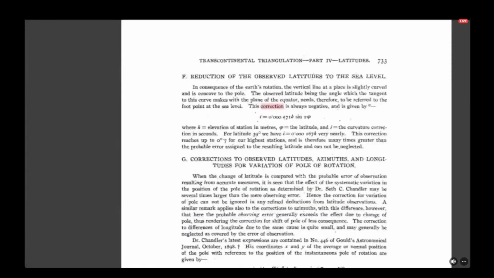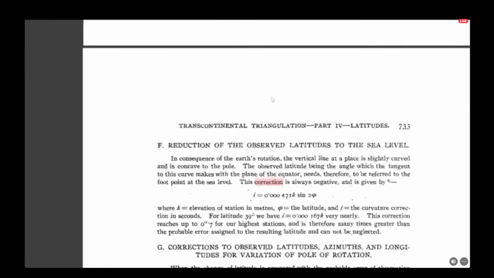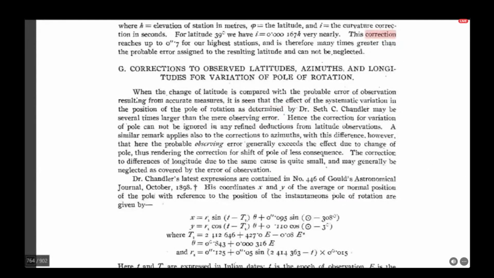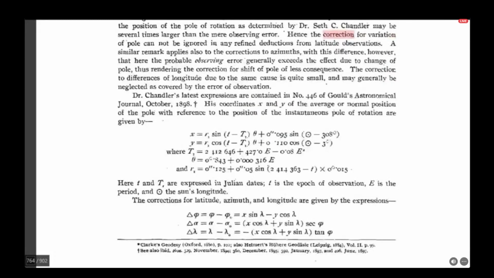So in consequence of Earth's rotation, the vertical line at a place is slightly curved and is concave to the pole. The observed latitude, being the angle which the tangent to this curve makes with the plane of the equator, needs, therefore, to be referred to the foot point at sea level. This correction is always negative. So they're correcting for the altitude, for Earth's motion, and for all over latitude. Look at how many latitude-dependent corrections they give. All of them. The correction of a variation of a pole cannot be ignored.